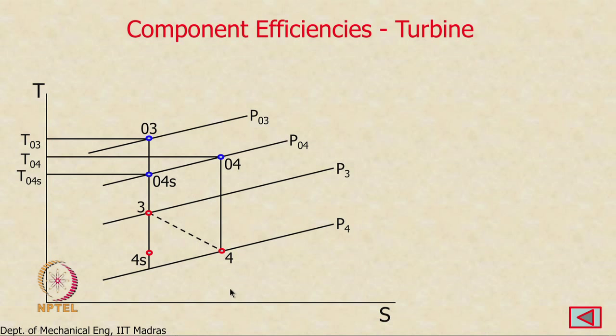Okay. So the efficiency can now be defined as T03 minus T04, which is the lesser amount of work that I am getting now, compared to T03 minus T04s.